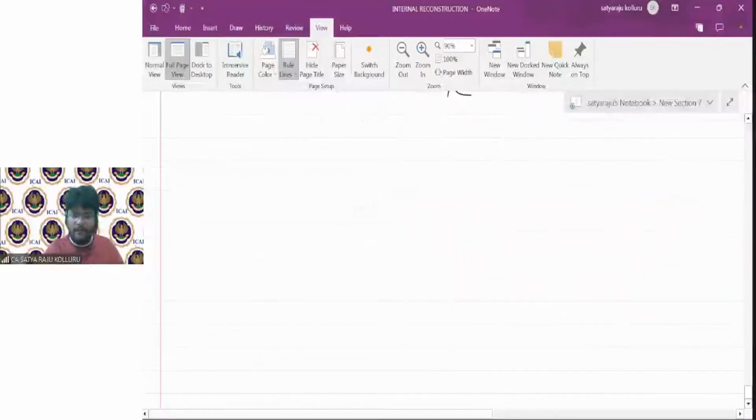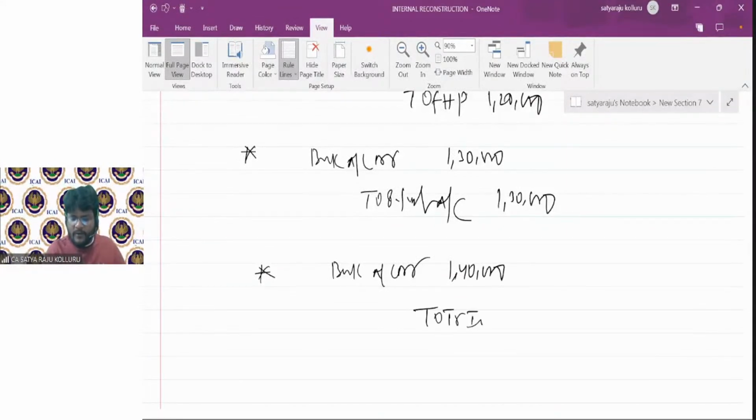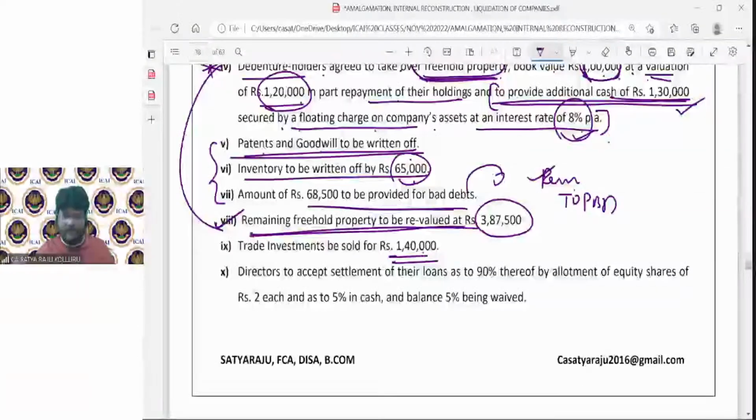Therefore, entry: Bank account 1,40,000 to trade investments account 55,000. Profit how much? You need to transfer the profit to reconstruction account. How much? 1,40,000 minus 55,000, 85,000 is the profit. This is all about trade investments. Next, come to point number 10.